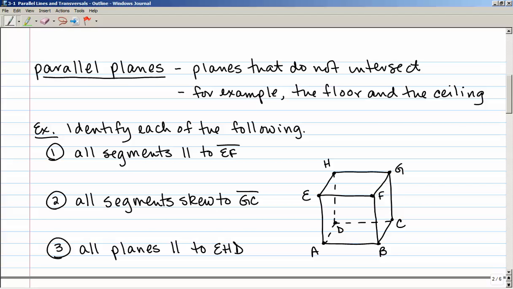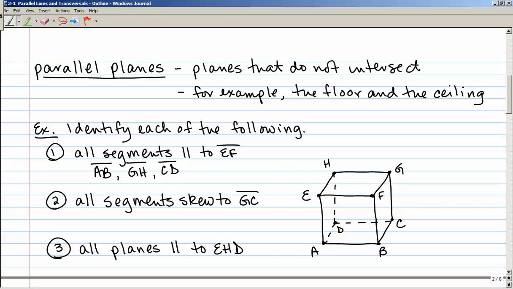So all the segments that are parallel to EF would be AB across the bottom, GH across the back, or you can call it HG, either way, and then segment CD across the back on the bottom. Those are all parallel to EF.